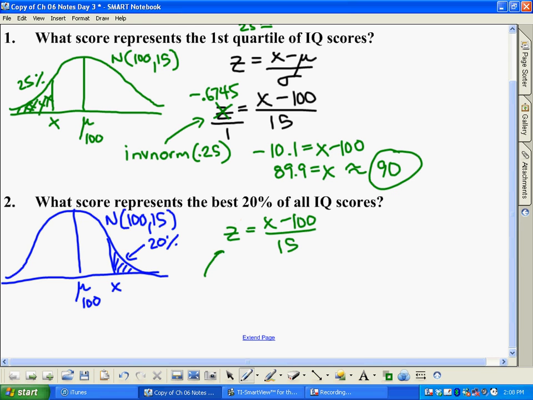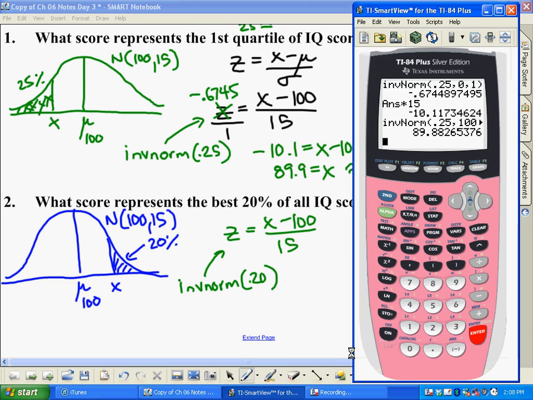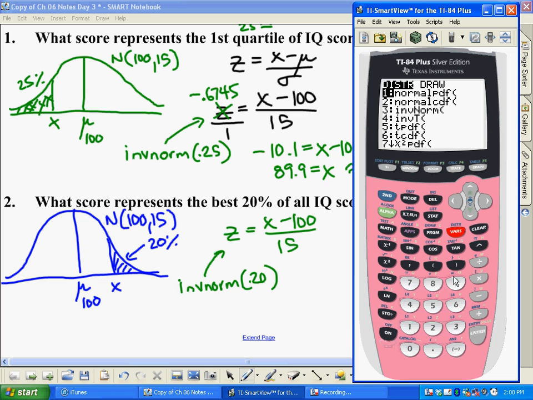Now, people will be tempted. Obviously, you're going to use inverse norm because that's how you find z-scores. But you're going to be tempted right now to actually use 0.20 because it's the upper 20%. Let's take a look, and I'll show you why that actually does not make sense. So second vars number 3, if you were to enter 0.20, and I'm going to switch it back to 0 and 1 here, if you go ahead and calculate that, you get a z-score of a negative number.